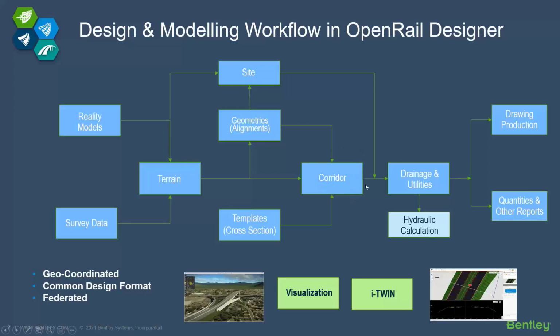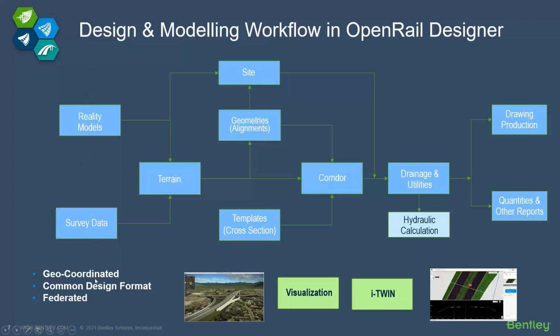The full functionality of corridor modeling is lacking in Site. So that's why, if you have to do road as well as rail types of corridor, you have to use OpenRail and OpenRoads respectively. Okay, so this workflow basically showcases how you typically do your design as well as modeling in OpenRail Designer.